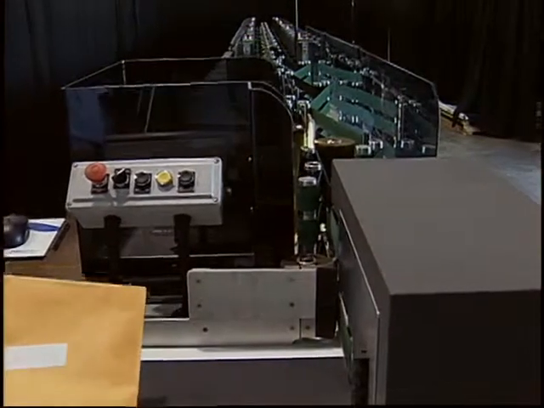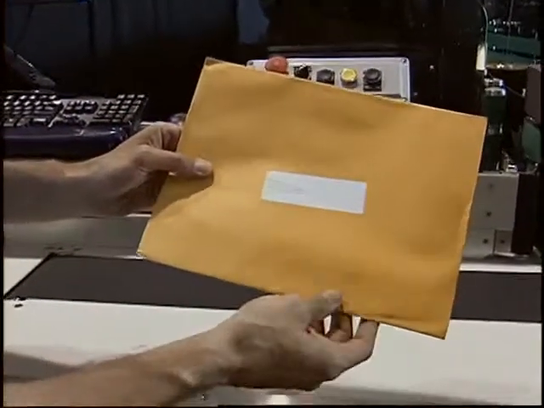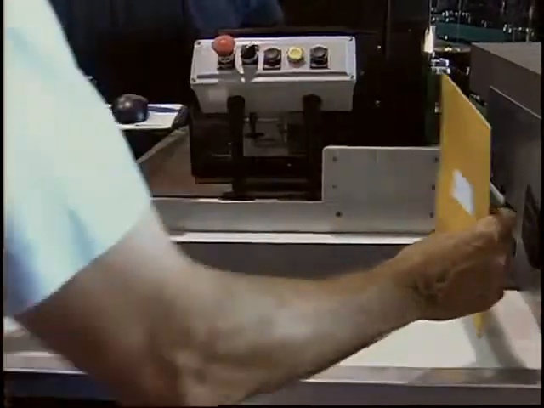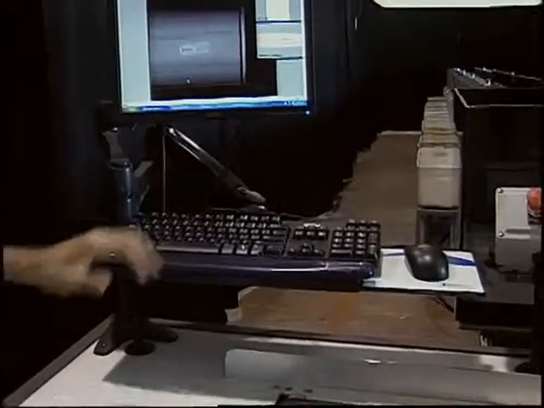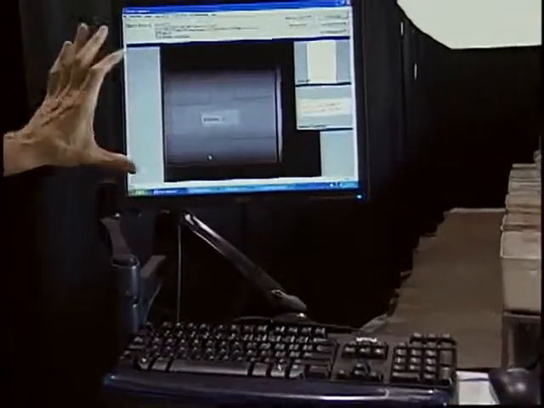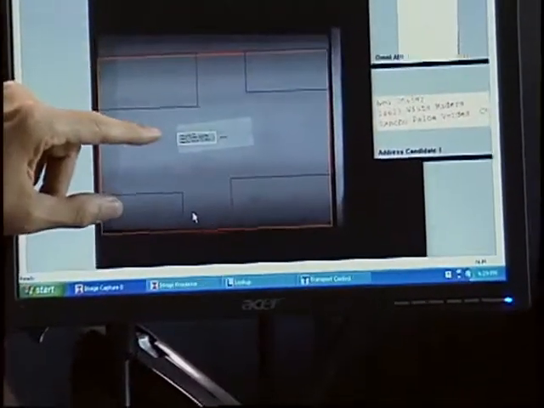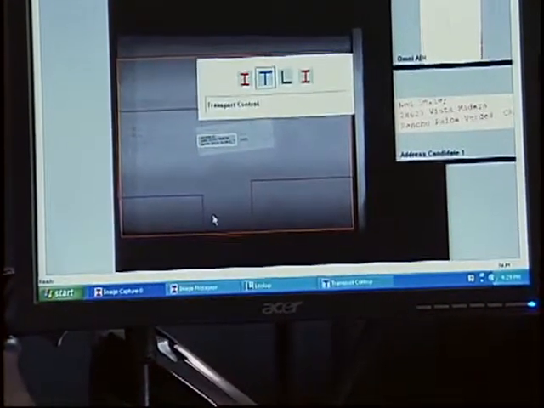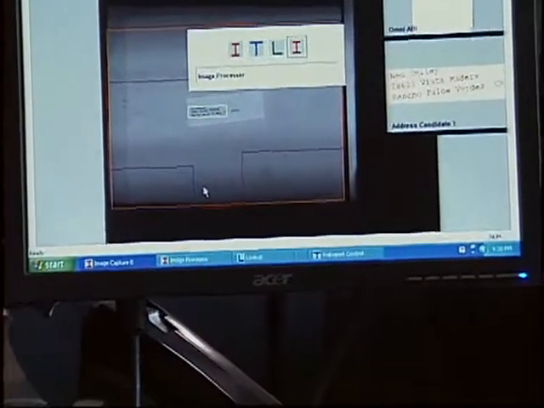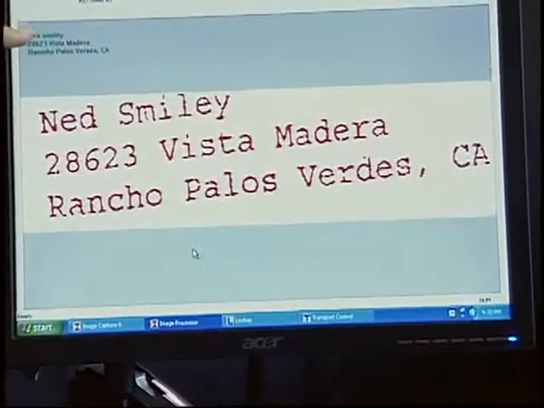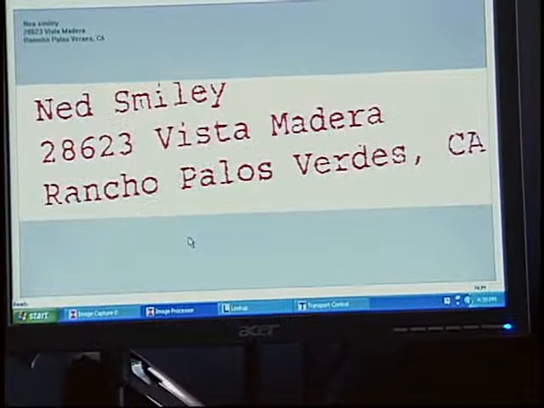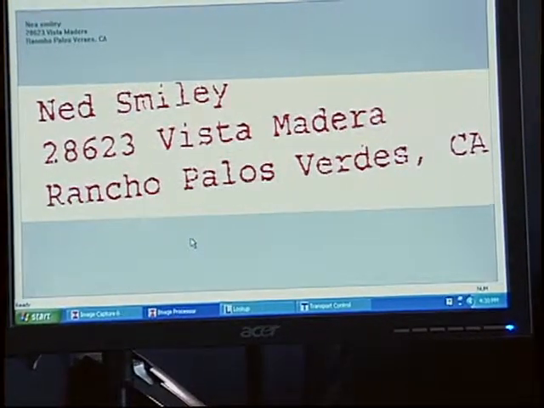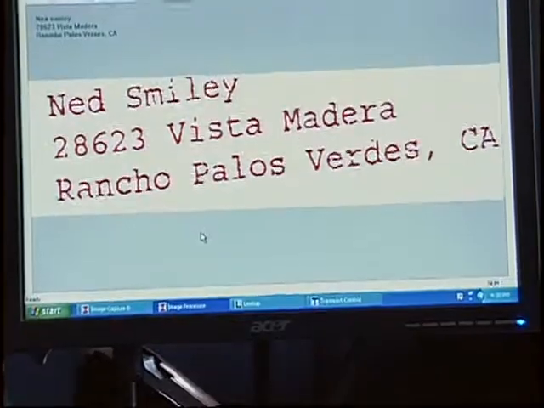Then intermixed, I could process this way, but I'll be running a flats piece as well, and then we can look at the recognition results of that. Here, the flats piece went through. We located the address properly. Then we look at the address and we can see our OCR results where we read it perfectly. And then at that point, we're able to pass that information on to the DRS system to do a correct delivery point barcode assignment.